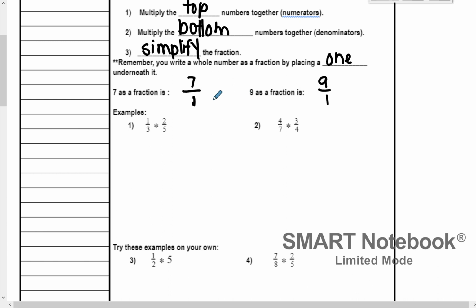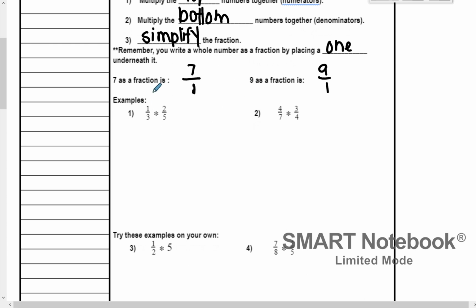Okay, let's work on some examples. Example number 1, 1/3 times 2/5. All right, so we're going to multiply our top numbers, 1 times 2 and 3 times 5. 1 times 2 is 2, 3 times 5 is 15. And that is going to be our final answer. All right, we can't simplify them. The only number 2 can be divided by is 2, and 15 can't be divided by 2. All right, let's move on to the next example.